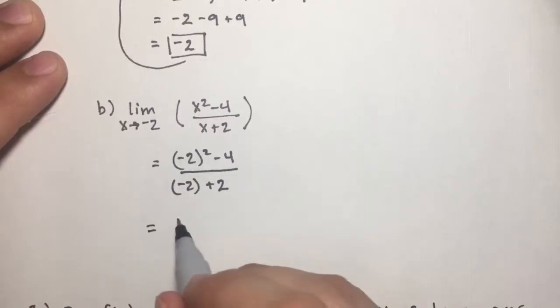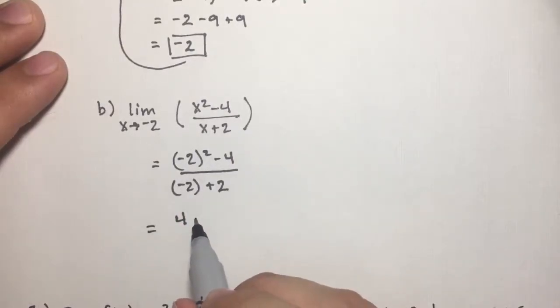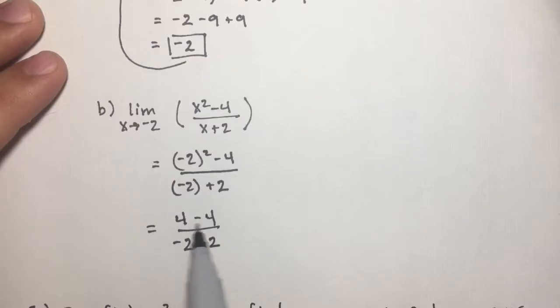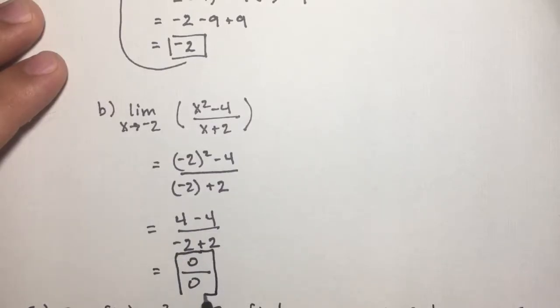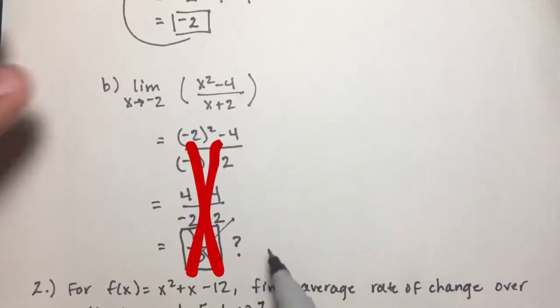So this is going to give us -2 squared, 4, minus 4, and then we're going to have -2 plus 2. So 4 minus 4 is 0. -2 plus 2 is 0. So is 0 over 0 our answer? Alright, so this is actually not your answer.